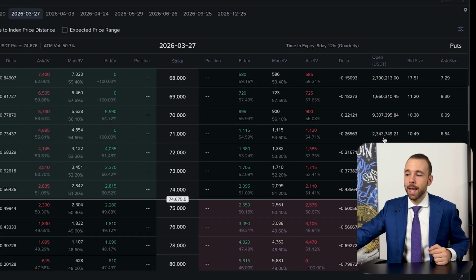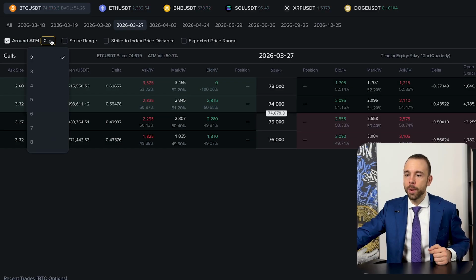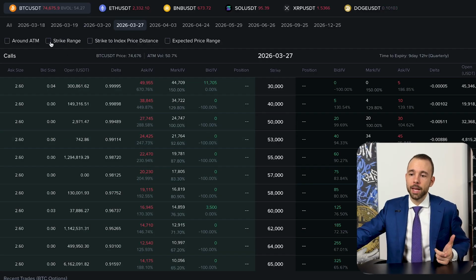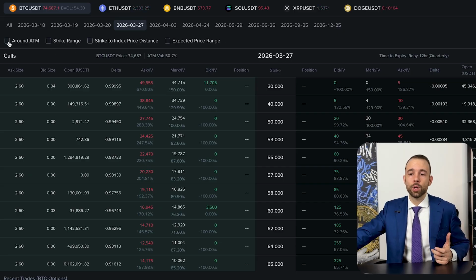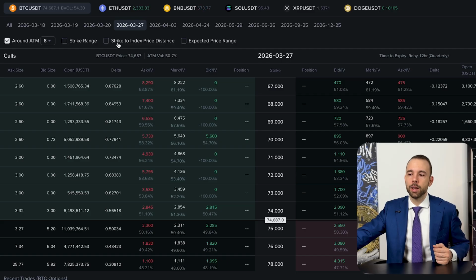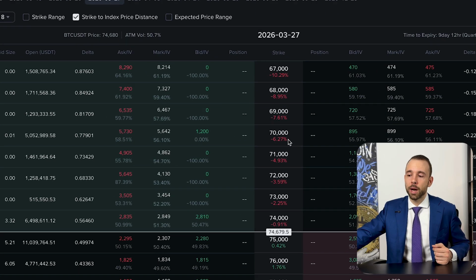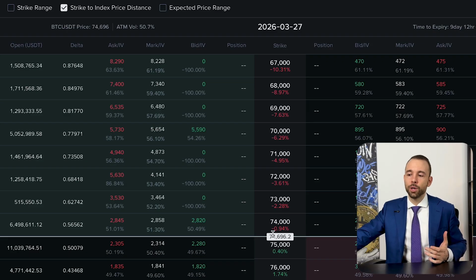Also, if we would like to select specific strike prices, we can select around the ATM button and select how many strike prices we would like to see. And also we can select the strike range, that we would like to see. Also, what I personally like to keep selected almost all the time is the strike to index price distance. So let's select it. And here you can see the distance to a strike price from the current market price. So that means the strike price of $70,000 is 6.28% far away from the current market price. So basically, Bitcoin has to drop more than 6% to reach this strike price.